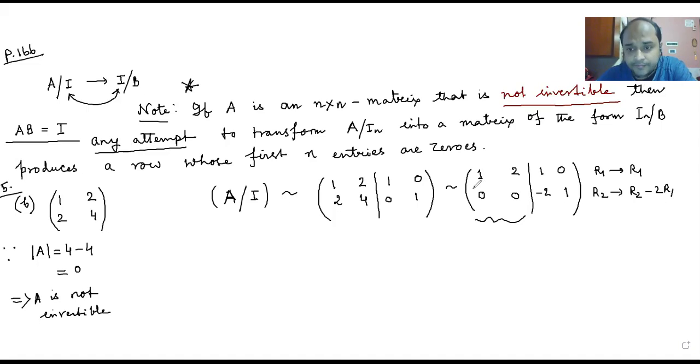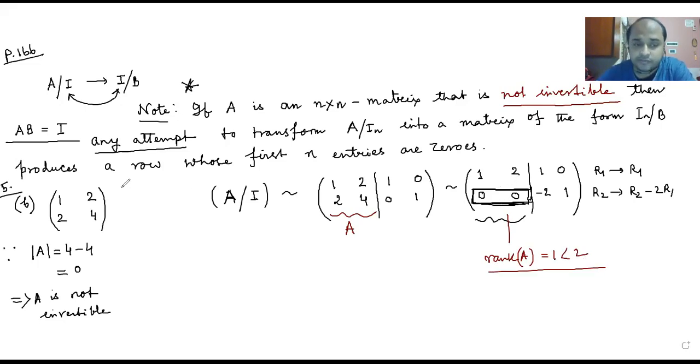So this will produce a row whose first n entries are zeros. Okay, so that is happening over here. From the left hand side, if this is your A, then we can simply say from here that the rank of A has come out to be 1, which is less than 2, and therefore it is quite obvious that the matrix inverse does not exist for the given matrix.